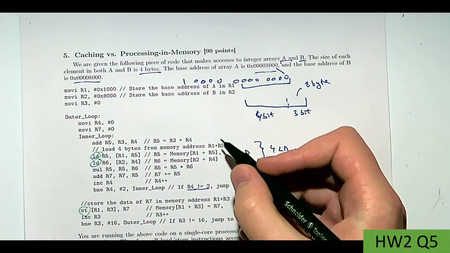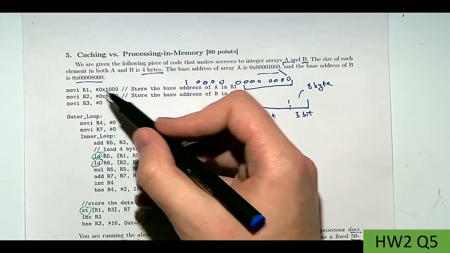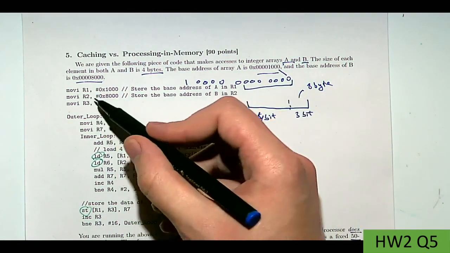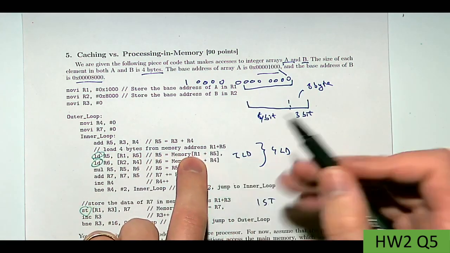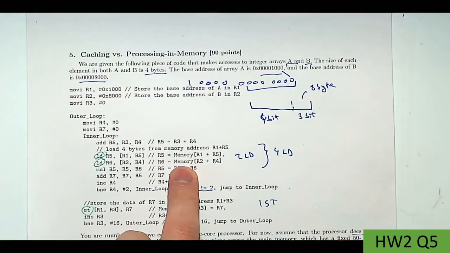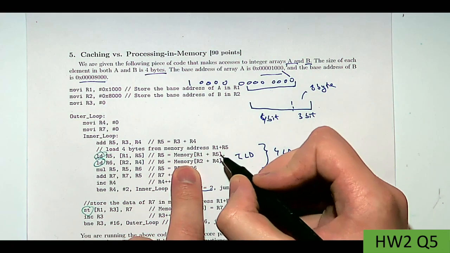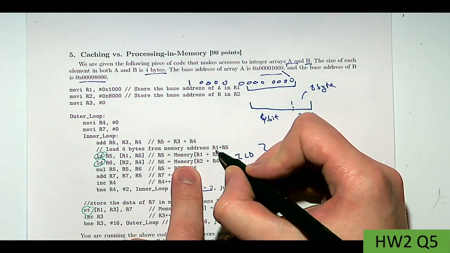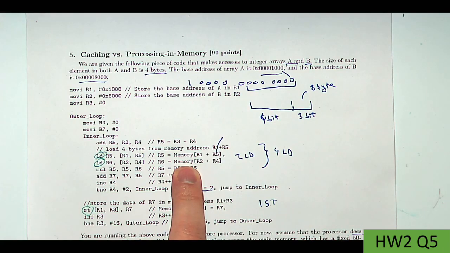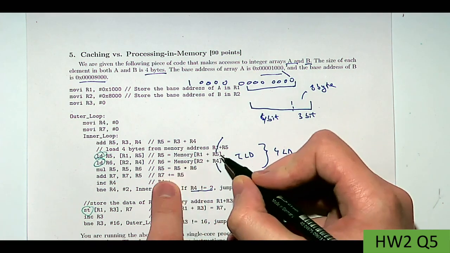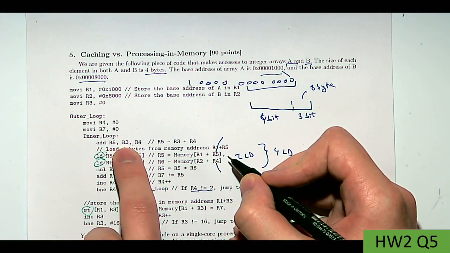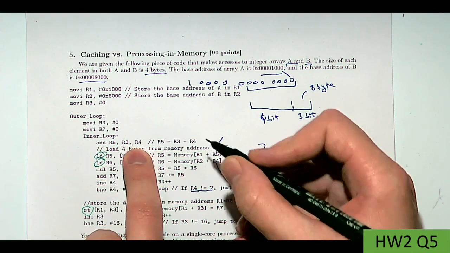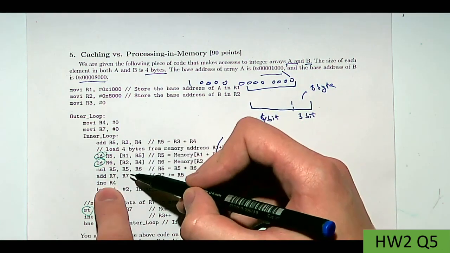So here in this code, we see that R1 is the base address of A, and then R2 is the base address of B. So this first load is targeting some element of A, and then the second one is targeting an element of B. So here we use R5 to iterate over this array, and here we use R4. So R5 is calculated by adding R3 and R4.